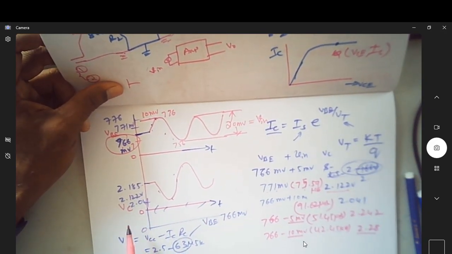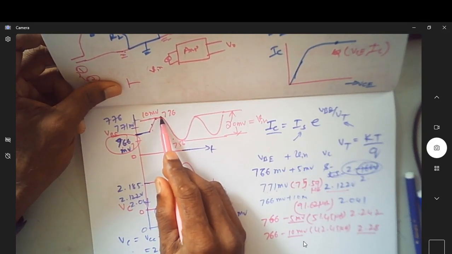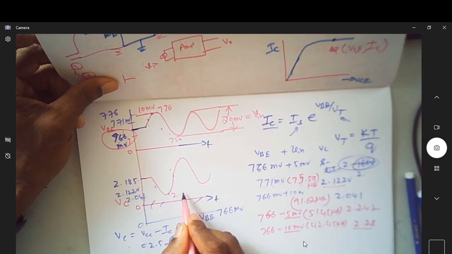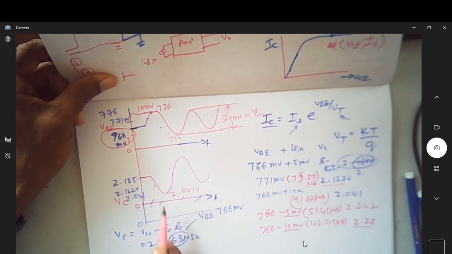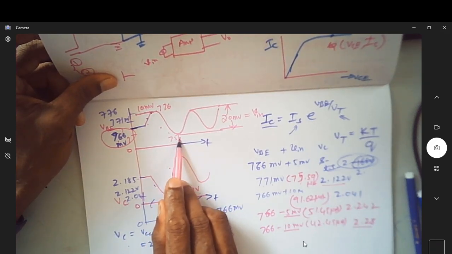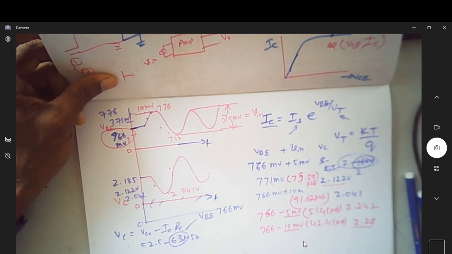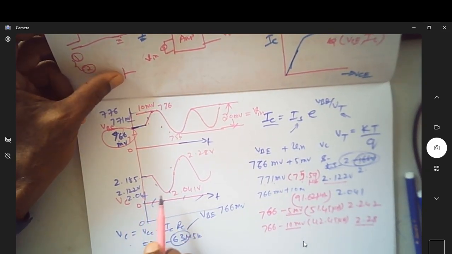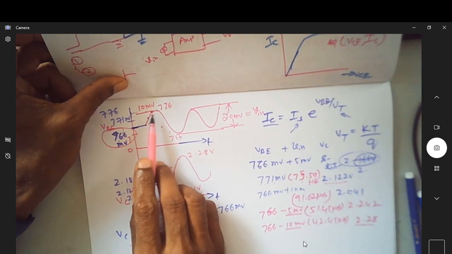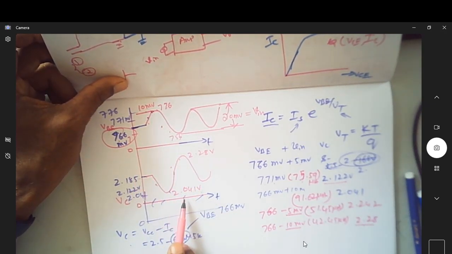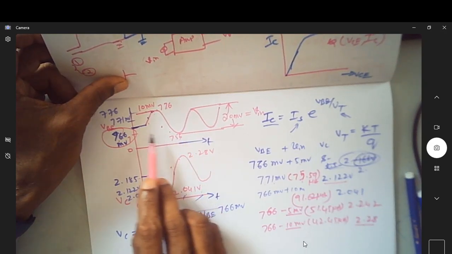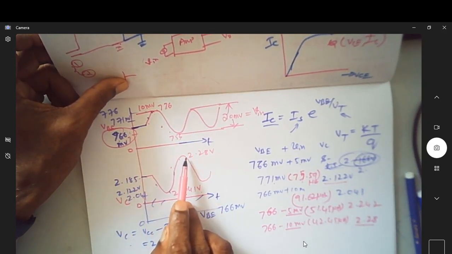It is very interesting to see when it is at the maximum peak of 10 millivolt, how much was VC? You can see VC was 2.041 volt. When it was there at 756, the maximum voltage was 2.28 volt. The collector voltages were, when the input was maximum of 10 millivolt, it was this. When it was minimum at minus 10 millivolt from 766 millivolt, now it has gone here.